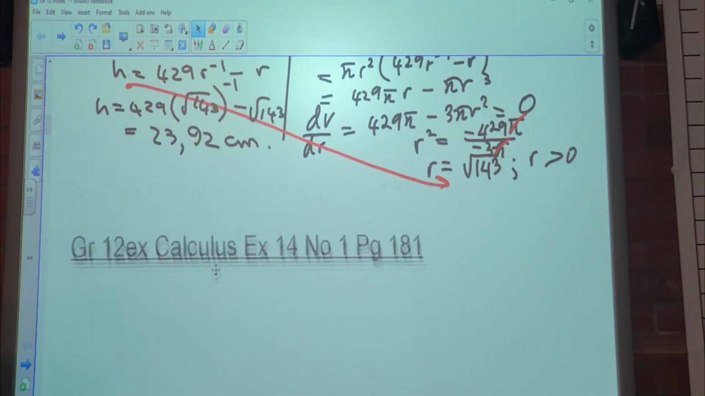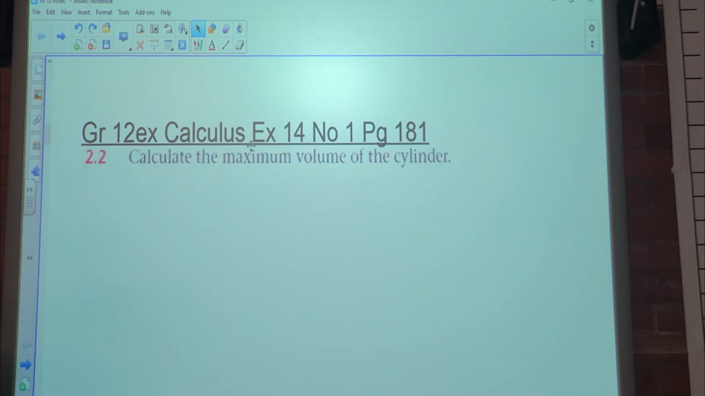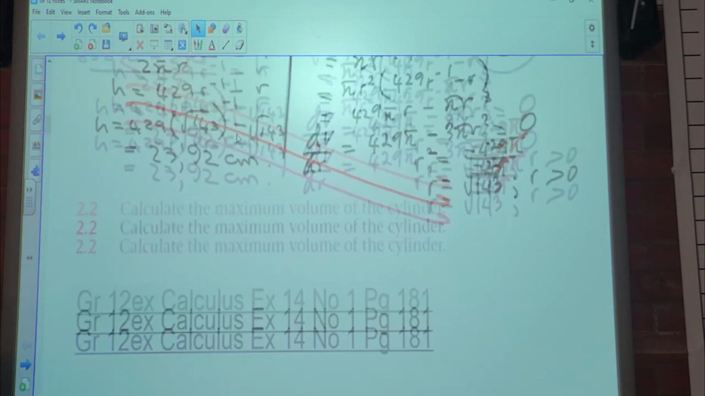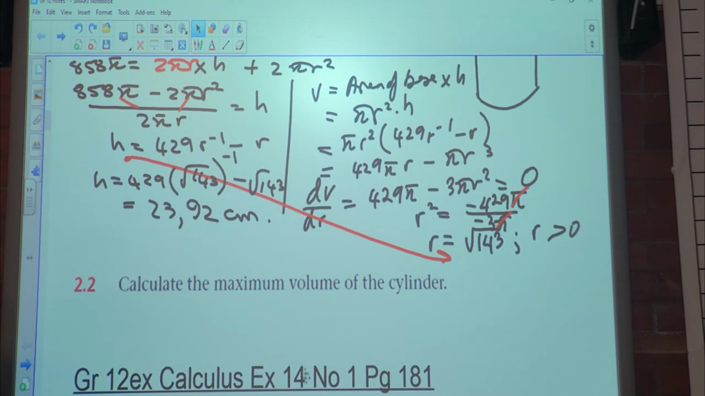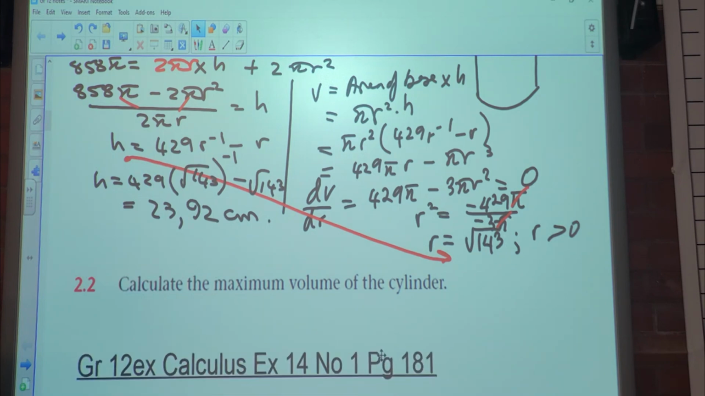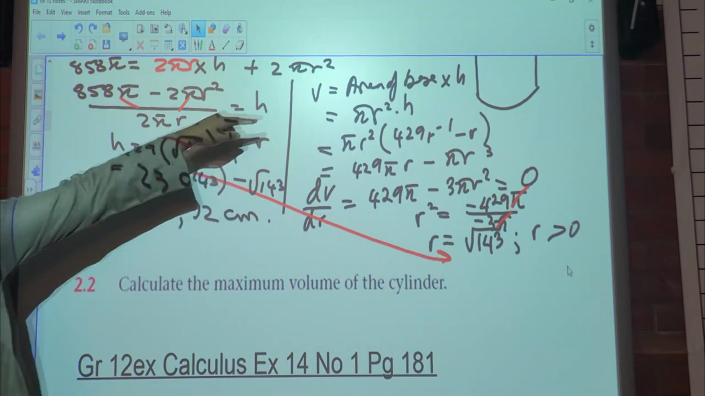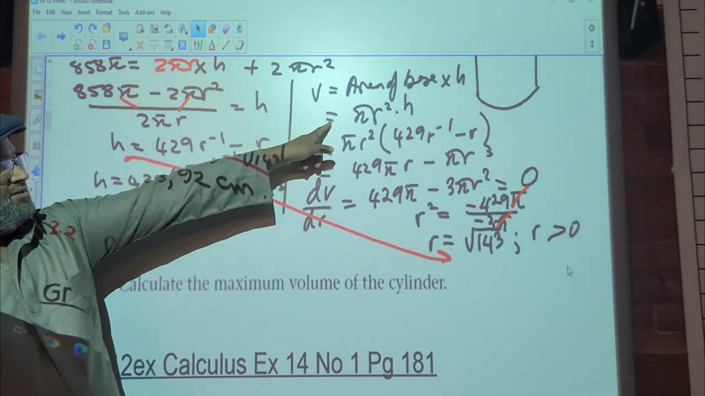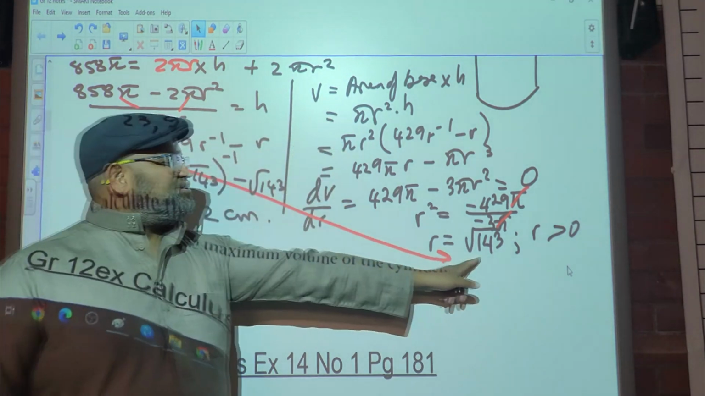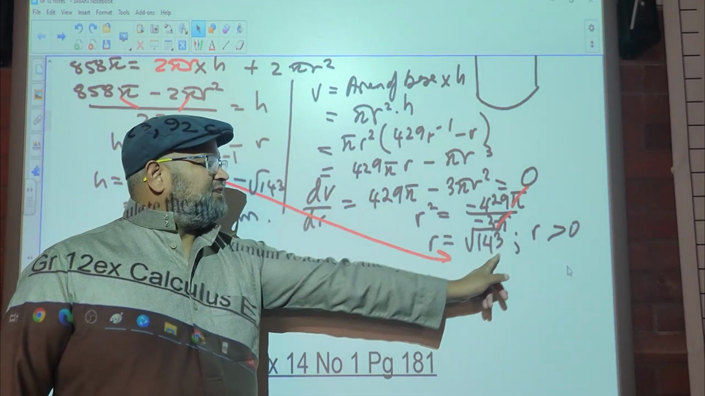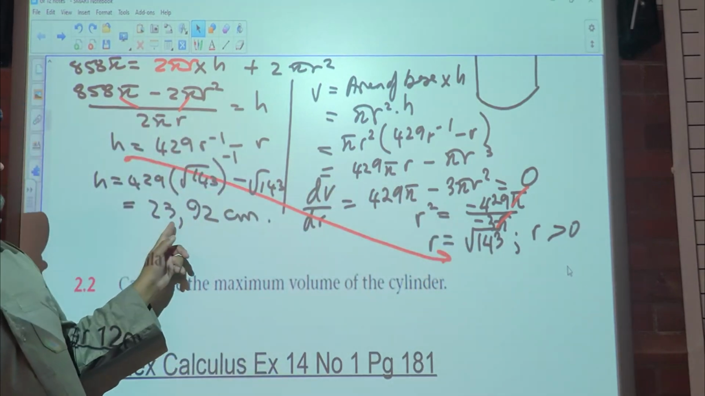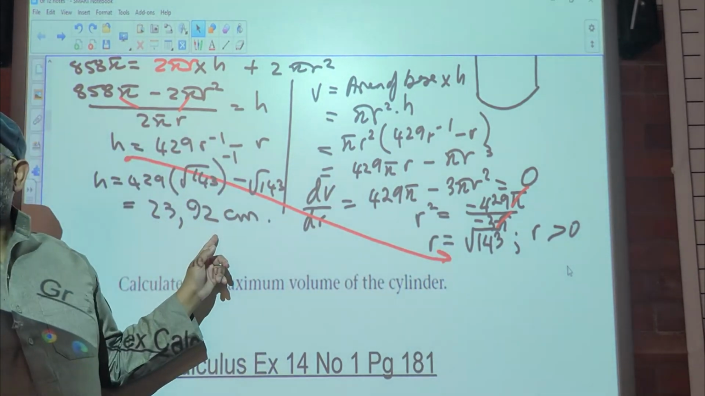Let's go to the next question. Calculate the maximum volume of the cylinder. So the maximum volume of the cylinder will occur at the maximum radius, or the maximum radius and height. So if I use this formula here, I'm going to substitute r to be root 143 and a height of 23,92.